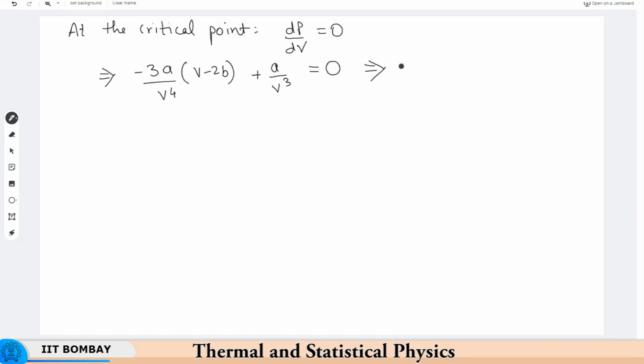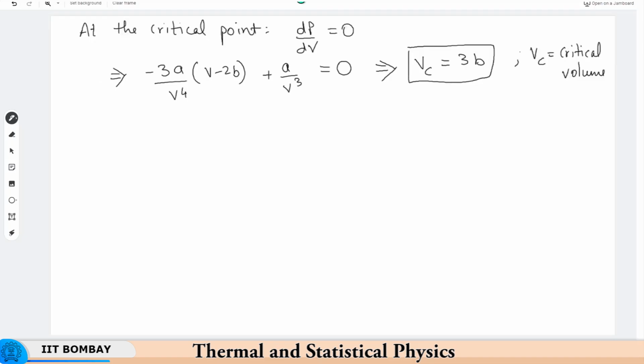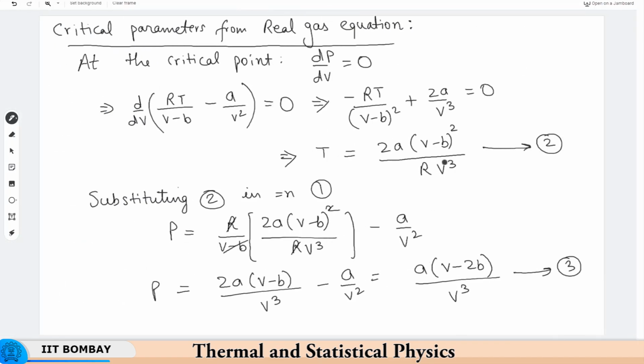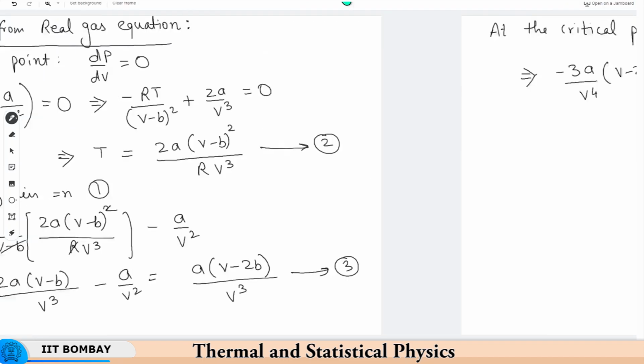If you do a little bit of algebra, you can convince yourself that Vc in this case is nothing but equal to 3B, where Vc is the critical volume. So at the critical point we know the value of critical volume. Now we can substitute the value of critical volume into equation number 2 and calculate the critical temperature, right?